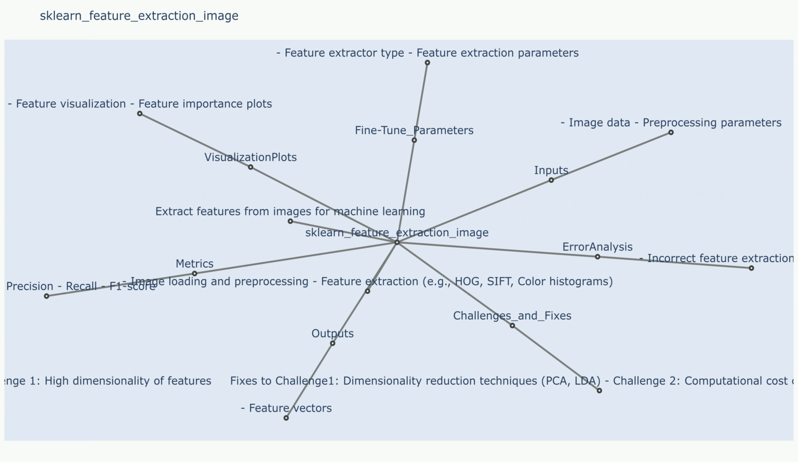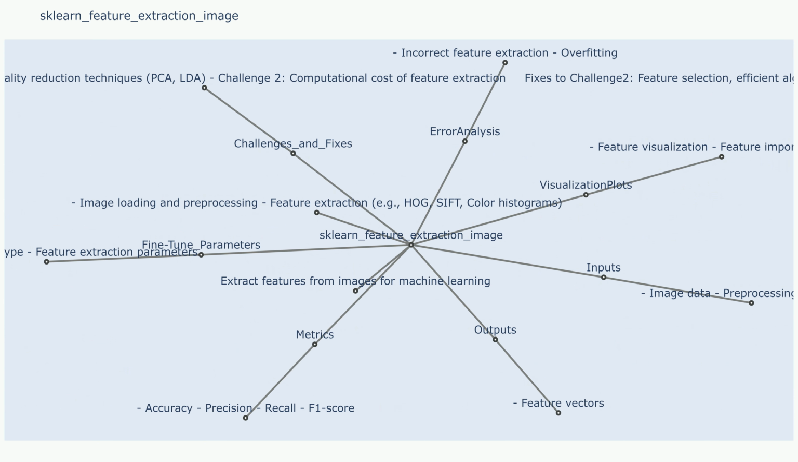Parameter 1, number of bins. Adjust the number of bins in histogram-based methods to control the level of granularity in feature representation. Parameter 2, window size in methods like LBP. The window size determines the local region used for feature extraction.